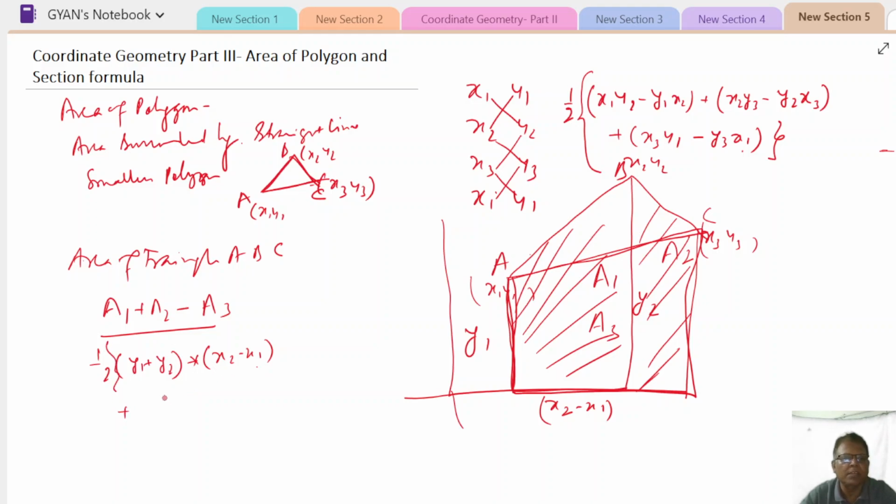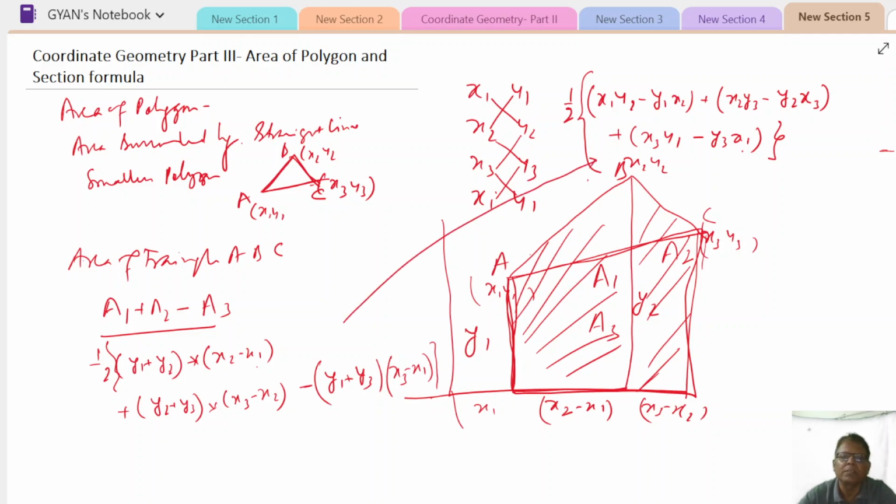Similarly, the second is half into (y2 plus y3) into (x3 minus x2). And the third, A3: this is y1 and this is y3, so y1 plus y3, and this is x1 and this is x3, so x3 minus x1. If you solve this, you will get this one. So the triangle area you can find.